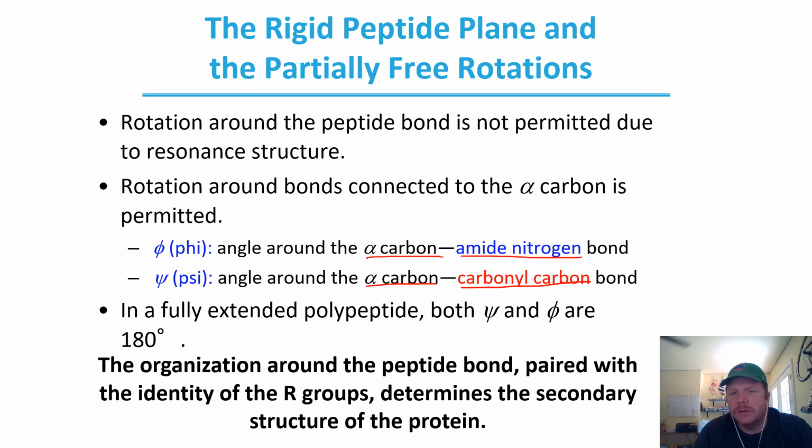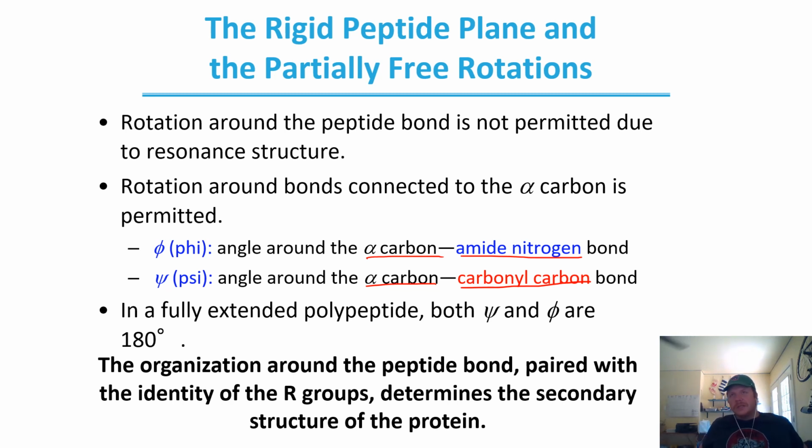Our psi angle is the alpha carbon to the carbonyl carbon bond. In a fully extended polypeptide, both phi and psi are 180 degrees. So what we saw on the previous slide, that would be 180 degrees. The organization around the peptide bond paired with the identity of the R groups determines the secondary structure of that protein.